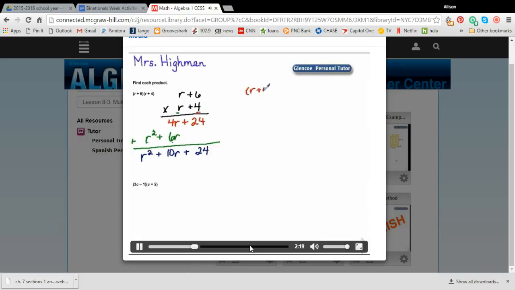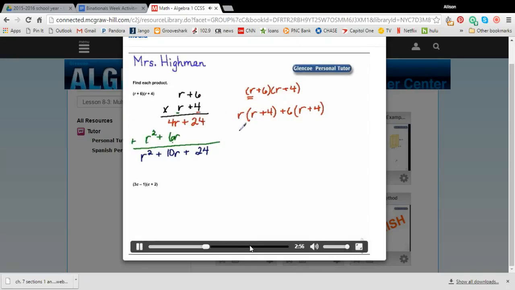So we'll rewrite our problem, r plus 6 times r plus 4. And we're going to use the distributive property to do this multiplication. So we have to take r, it has to get multiplied by the factor r plus 4, and then positive 6 also has to get multiplied by the factor r plus 4.